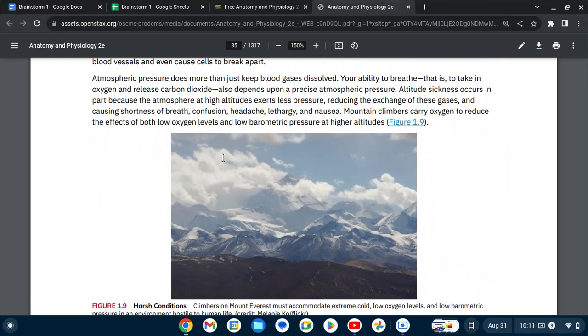Atmospheric pressure does more than just keep blood gases dissolved. Your ability to breathe, that is, to take in oxygen and release carbon dioxide, also depends on precise atmospheric pressure. Altitude sickness occurs in part because the atmosphere at high altitudes exerts less pressure, reducing the exchange of these gases and causing shortness of breath, confusion, headache, lethargy, and nausea. Mountain climbers carry oxygen to reduce the effects of both low oxygen levels and low barometric pressure at higher altitudes.